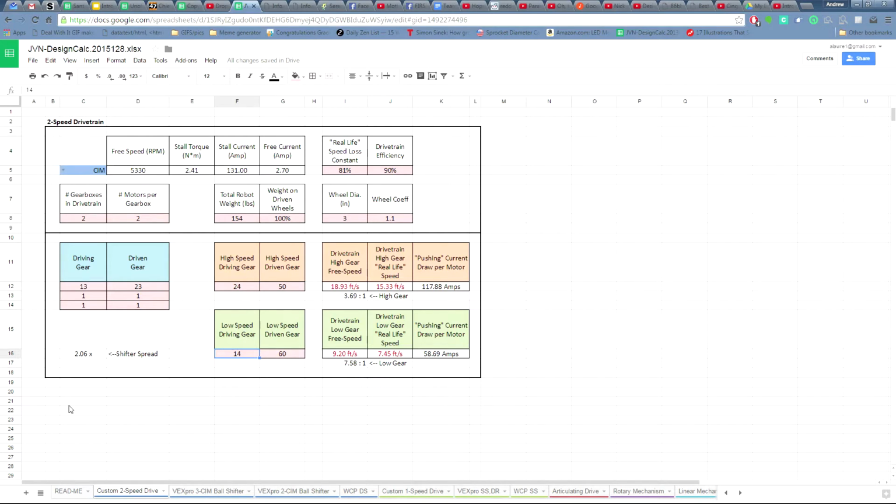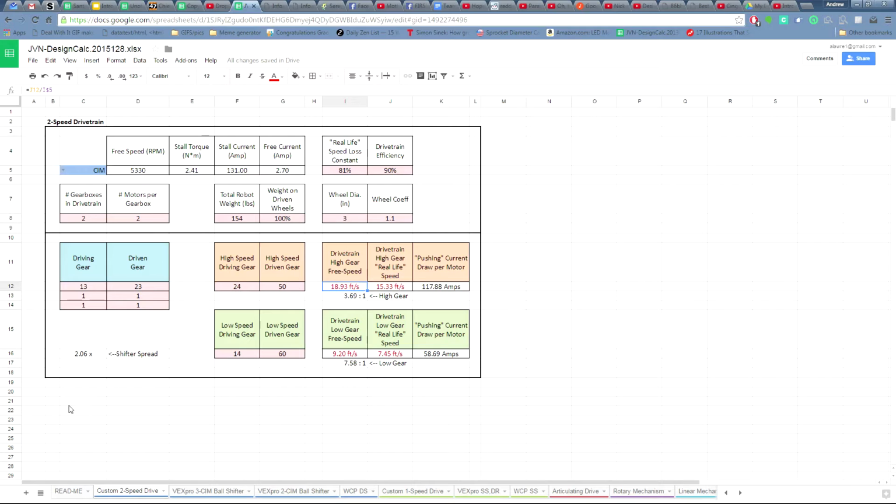The way you do that is you make sure that the sum of the tooth counts is equal. So that's what I've done here. 24 and 50 is 74, and 14 and 60 is also 74. That's actually one of the spreads for the West Coast Products tool shifter. That's why I use it a lot. And right here we're going over to the final area, not a graph, but a spreadsheet.